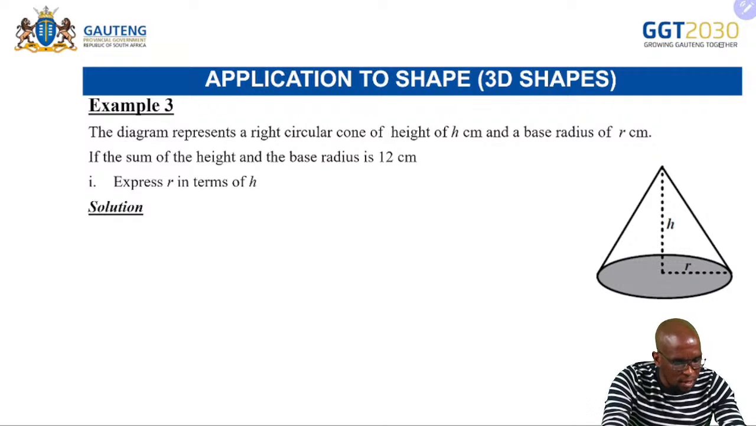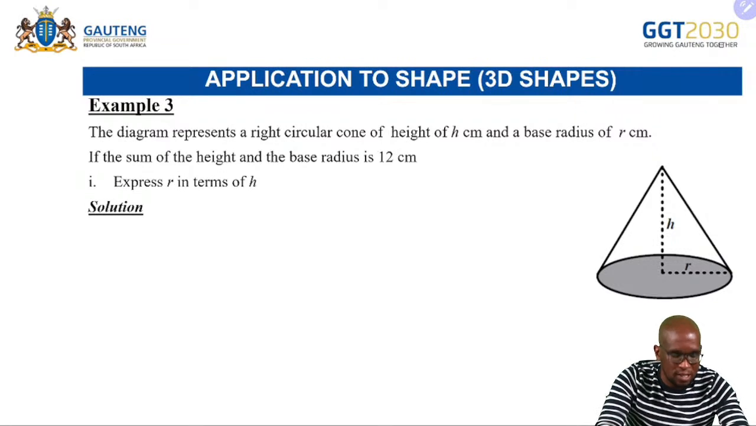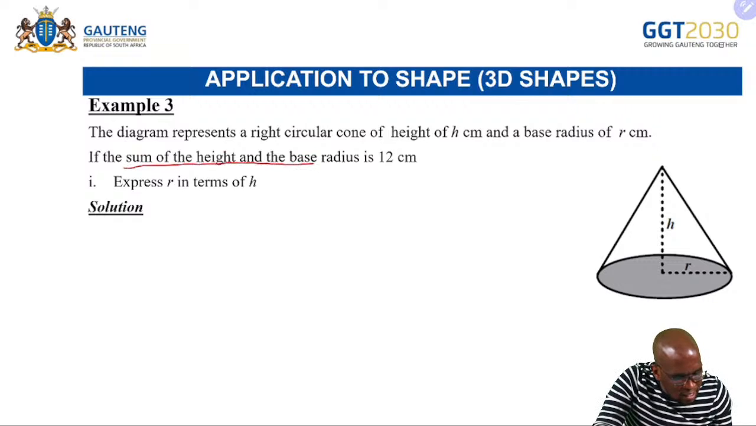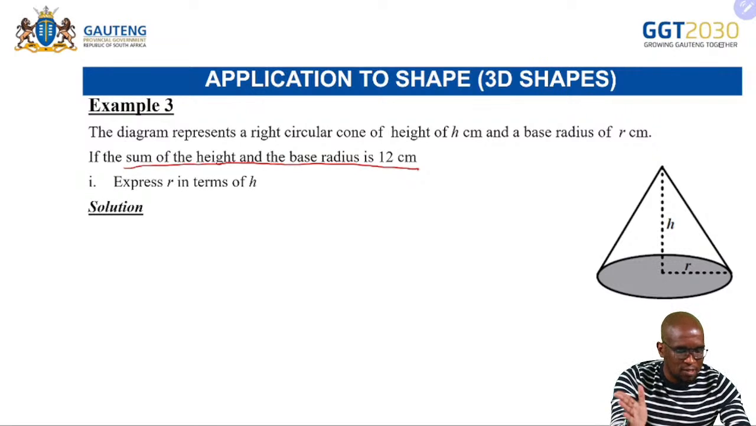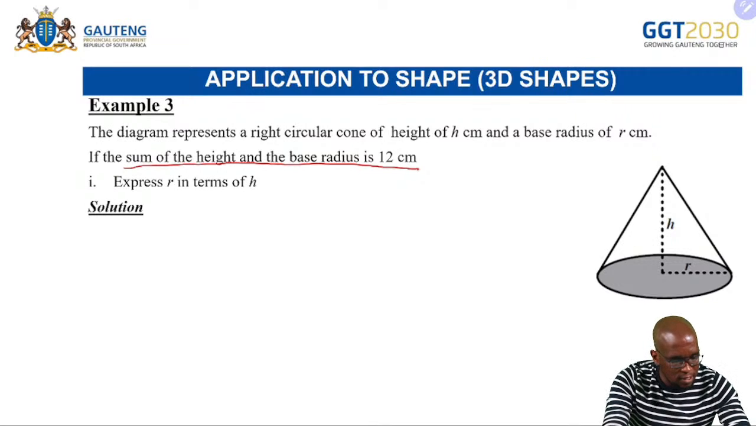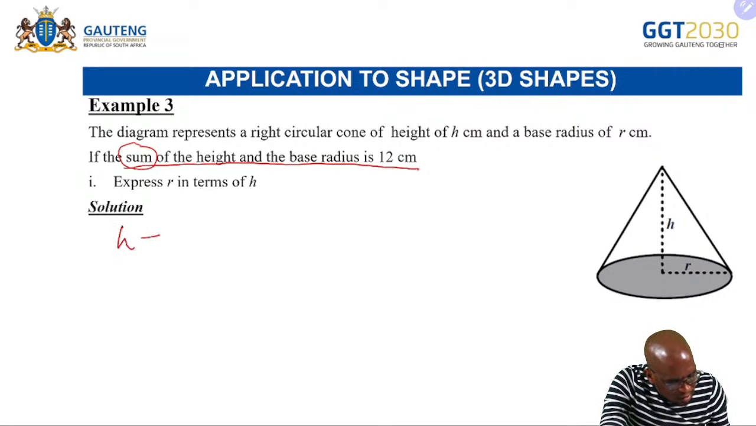Now, the diagram represents the right circular cone of height h centimeters and a base radius of r centimeters. If the sum of the height and the base radius is 12. So we're given the sum of the height, the perpendicular height in this case, as well as the radius. It's given by 12. So if we are to interpret that, we are given that the sum is the answer we get when we add. So the sum of the height as well as the radius should be equal to 12.